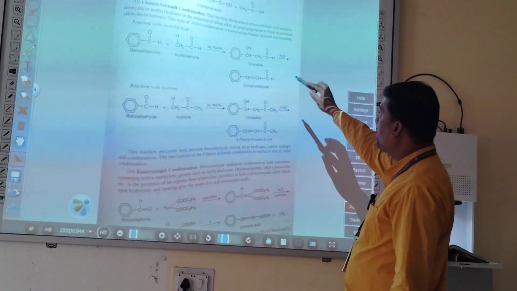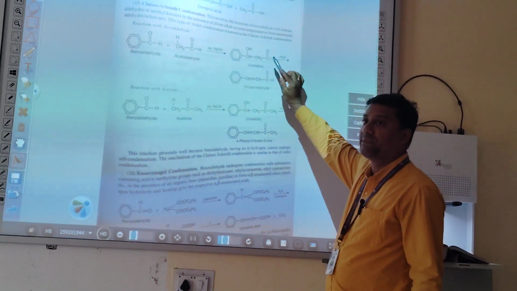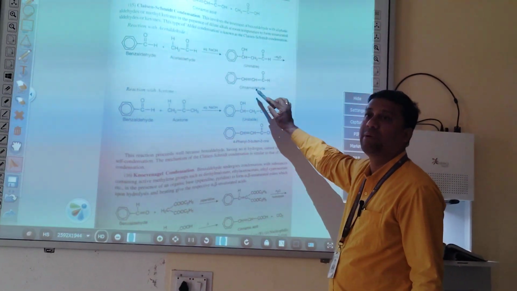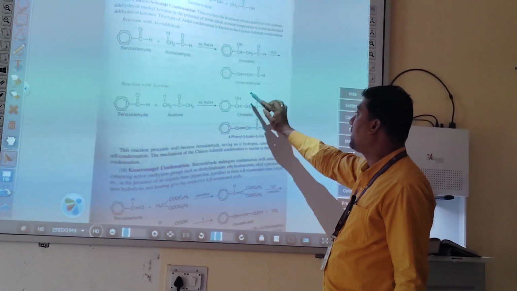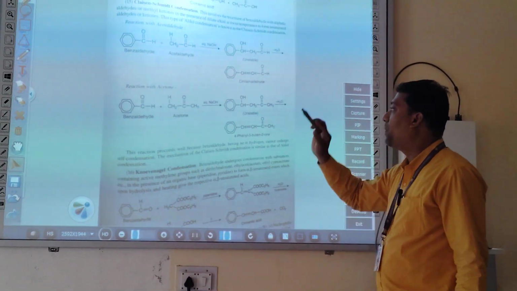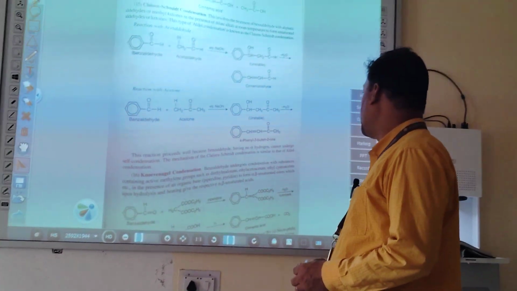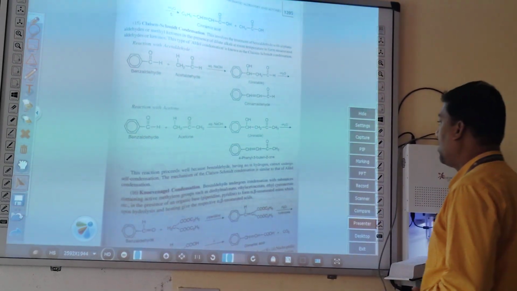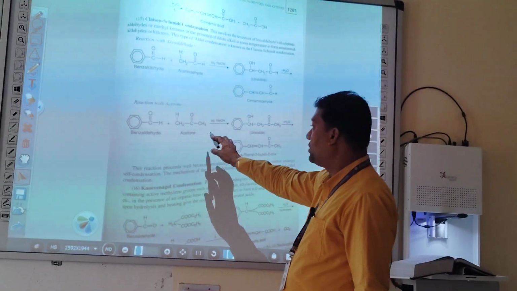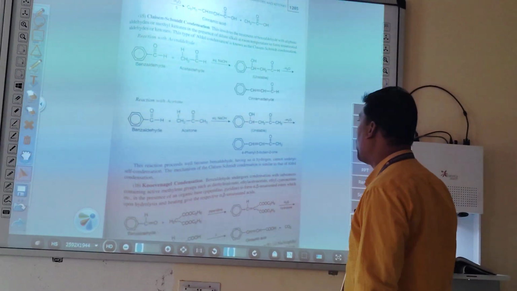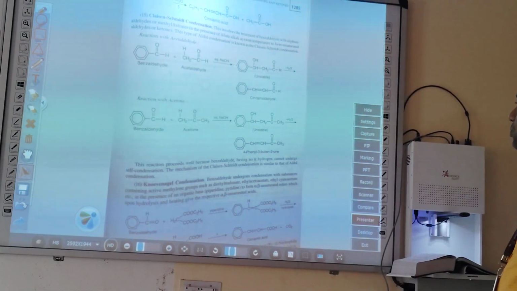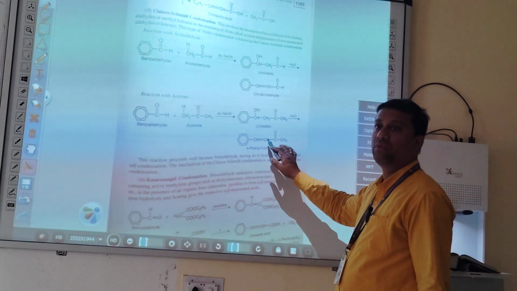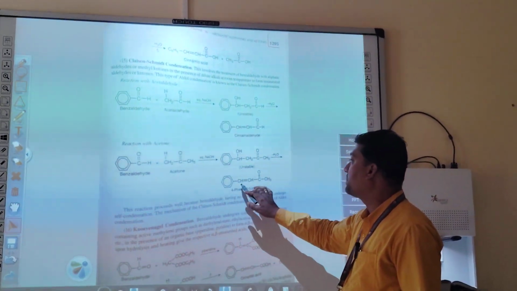And this beta hydroxy compound is unstable. By elimination of a water molecule, it will form the alpha beta unsaturated compound that is known as cinnamaldehyde. This is your Claisen-Schmidt condensation reaction. Another example: this is acetone, this is benzaldehyde, and the product is 4-phenyl-3-buten-2-one. This is also an alpha beta unsaturated compound. This is the alpha carbon, this is the beta carbon.